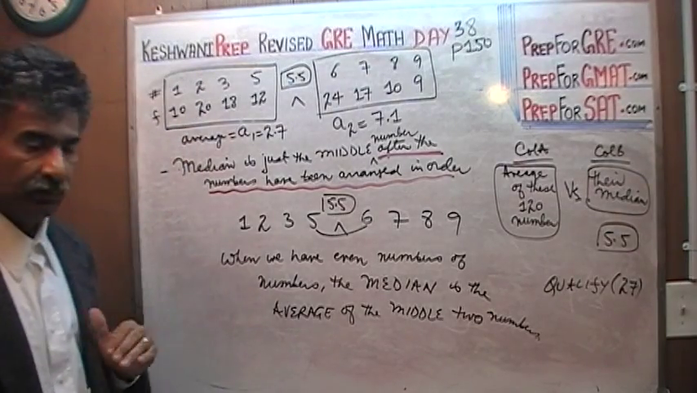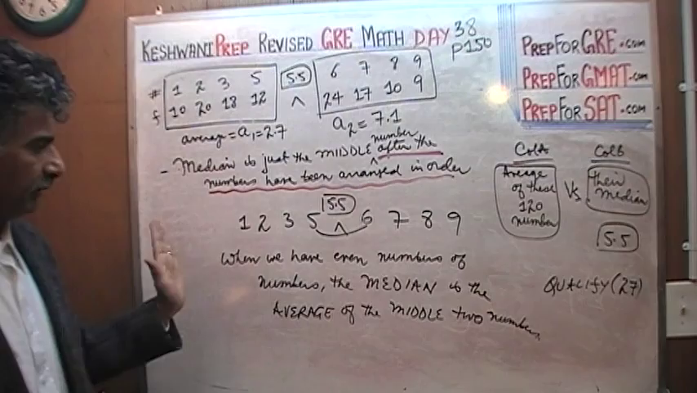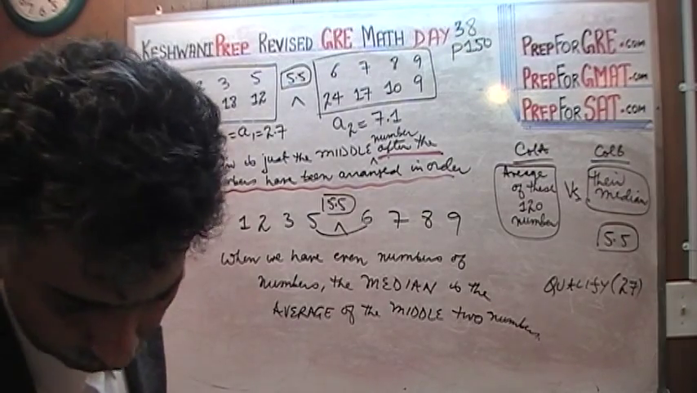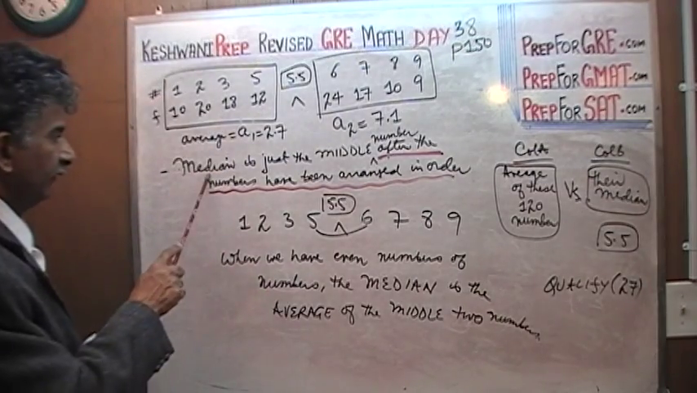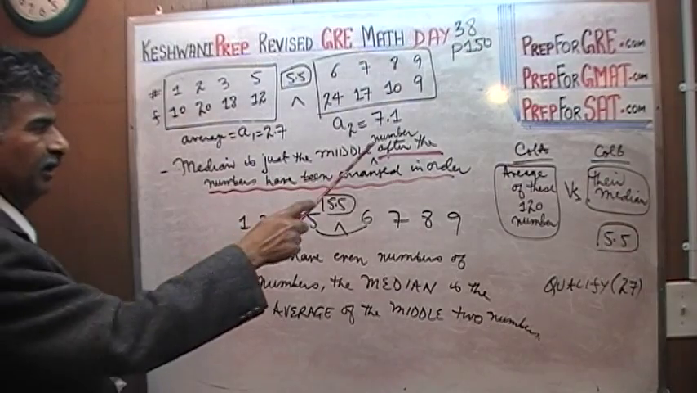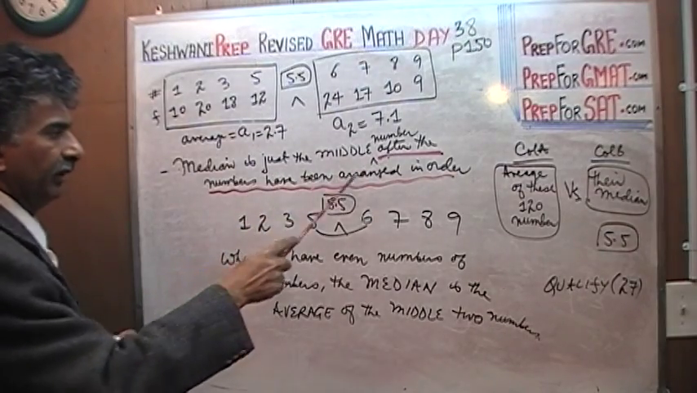Now, because I need the room, I'm going to erase everything. We're done with the median part, that's it. I'm going to read it one more time very quickly, and I'm going to erase everything. It says median is just the middle number after the numbers have been arranged in order.